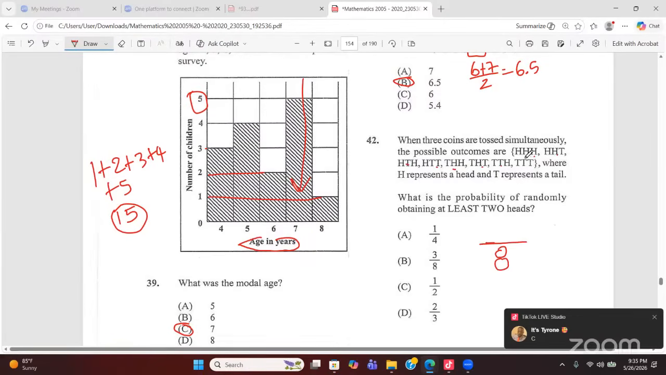At least 2. So we're checking the at least 2. That means 2s and 3s. So 1, 2, 3, 4. It's 4. At least 2, it's 4 out of 8, which means it's 1/2. Okay, where's that? C. All right. So 4 out of 8, 1/2, 42 is actually C. And I trust everybody's good with that.